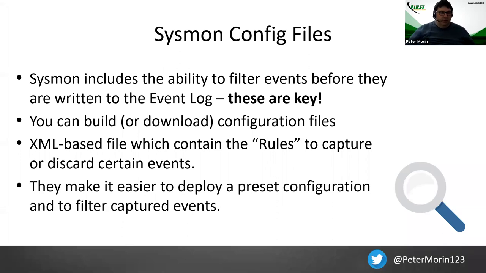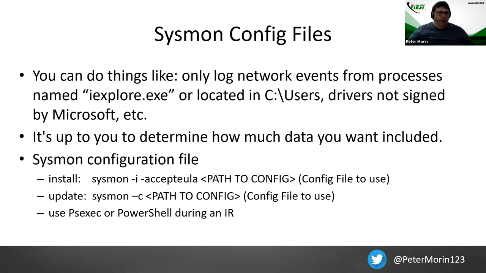The configuration files are XML based and contain rules to capture or discard certain events. In earlier versions of Sysmon, things like specifying the hashing algorithm used to be done at the command line during the install. Now they're part of the configuration file, which makes it easier to deploy and to filter specific captured events. For example, you can log network events only from processes named iexplorer.exe or located in /users, or drivers that aren't signed by Microsoft. It's up to you and the use case you want.